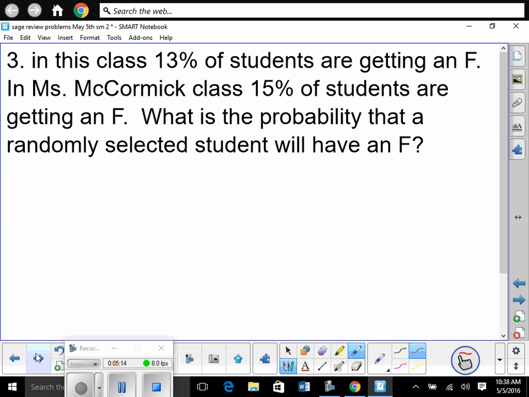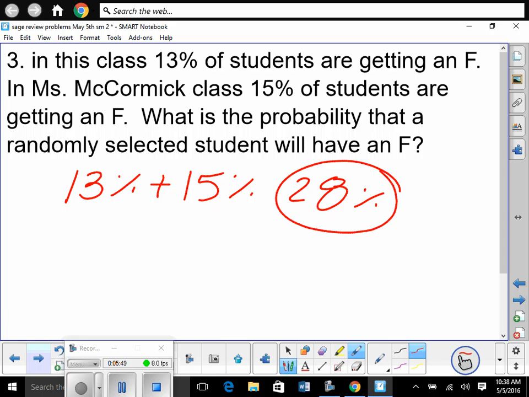Okay, next one. This is one that's actually really easy, and some people tend to think too hard about it. In this class, 13% of students are getting an F. In Ms. McCormick's class, 15% of students are getting an F. What's the probability a randomly selected student will have an F? So amongst the two classes, isn't it just 15% plus 13%? They have nothing to do with each other, right? So isn't it this or this? So it would just be 13% plus 15%. There's a 28% chance, right?